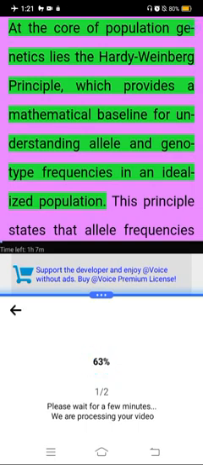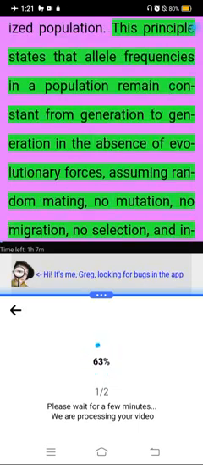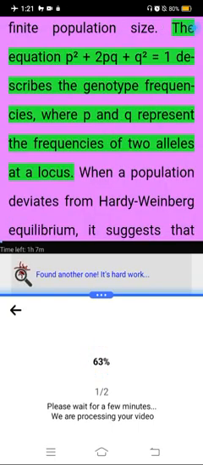At the core of population genetics lies the Hardy-Weinberg principle, which provides a mathematical baseline for understanding allele and genotype frequencies in an idealized population. This principle states that allele frequencies in a population remain constant from generation to generation in the absence of evolutionary forces, assuming random mating, no mutation, no migration, no selection, and infinite population size. The equation p squared plus 2pq plus q squared equals 1 describes the genotype frequencies, where p and q represent the frequencies of two alleles at a locus.